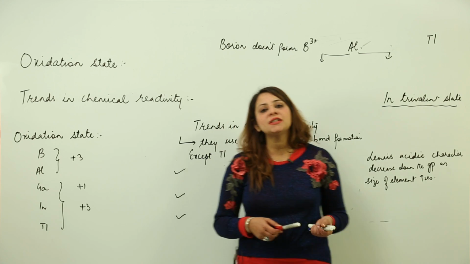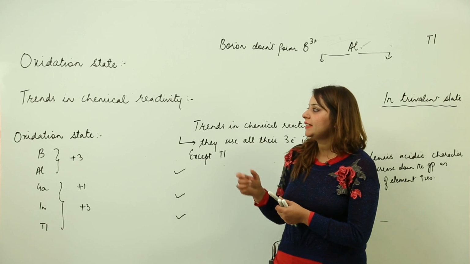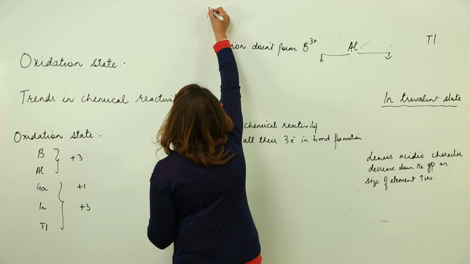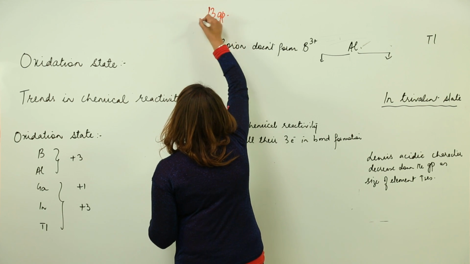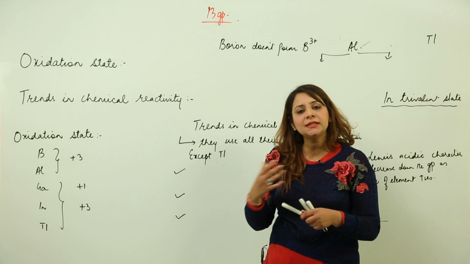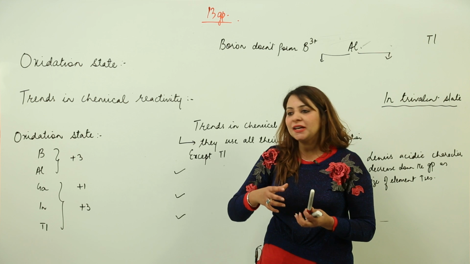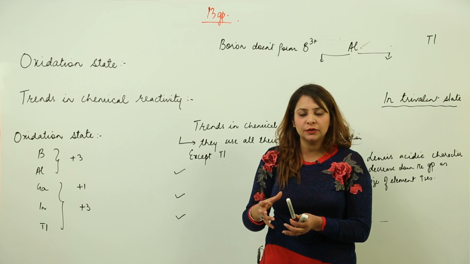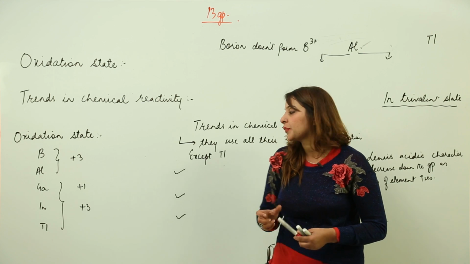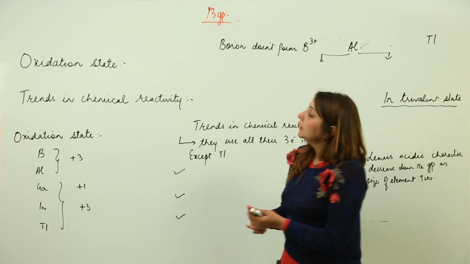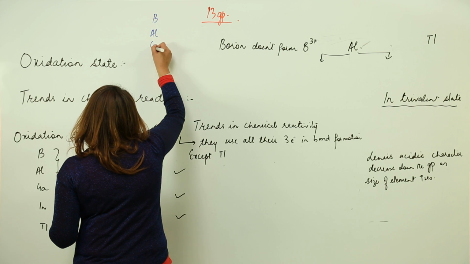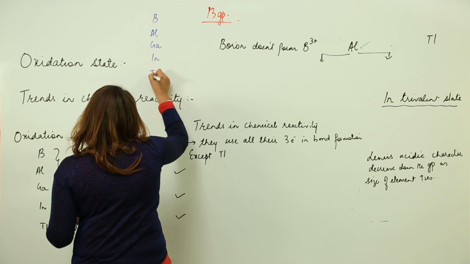Now we are going to start with the oxidation state and trends in chemical reactivity in the 13th group. That means we are going to see what kind of oxidation states they show and what kind of trends in chemical reactivity, or the basic feature which is responsible for the chemical reactivity, what its actual trend is. So as you all know, the 13th group is boron, aluminium, gallium, indium and thallium.